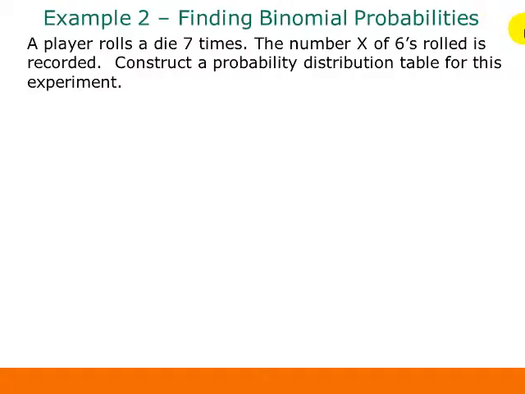Now let's look at a different problem. In this one, a player rolls a die 7 times. The number x of 6s rolled is recorded. Construct a probability distribution table for this experiment.